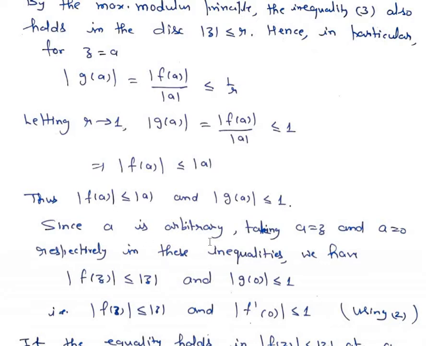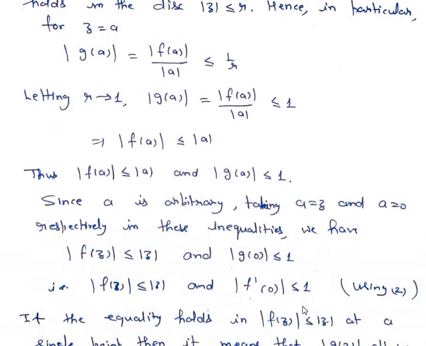Now because a is any arbitrary point, we can take, say, a is equal to z and a is equal to 0 respectively in these inequalities. We get mod of f(z) is less than or equal to mod of z and mod of g(0) is less than or equal to 1, and g(0) is f dash 0. So therefore we get mod of f(z) less than or equal to mod of z and mod of f dash 0 is less than or equal to 1.